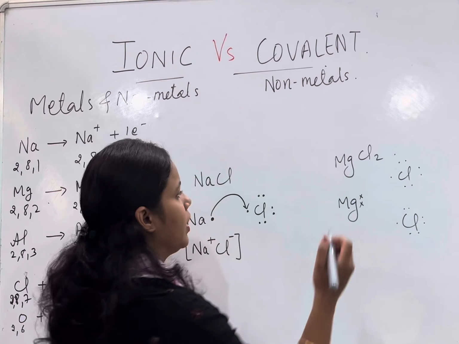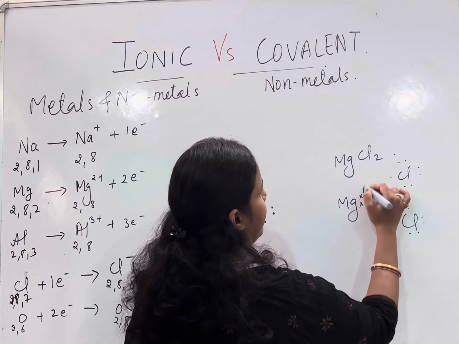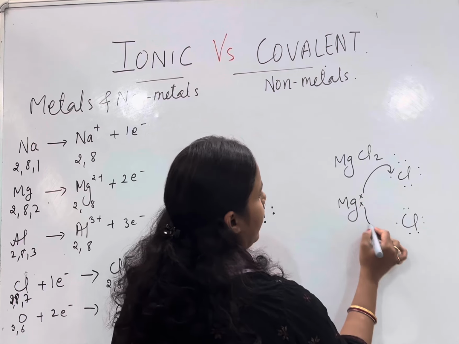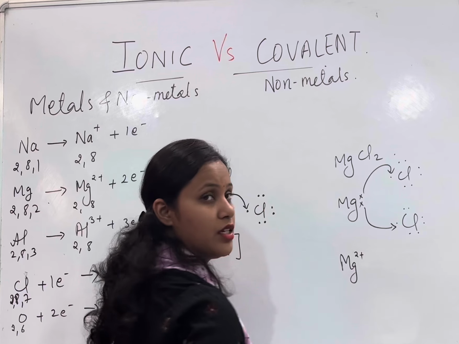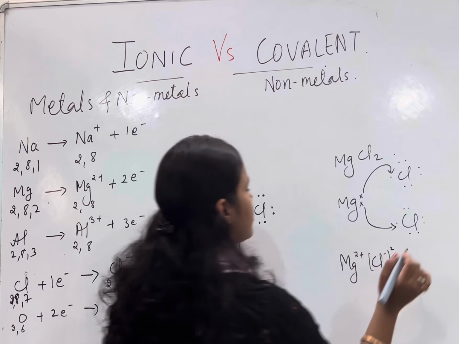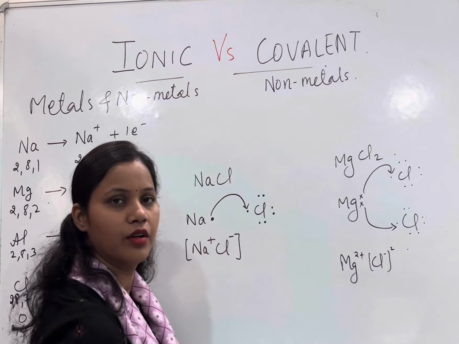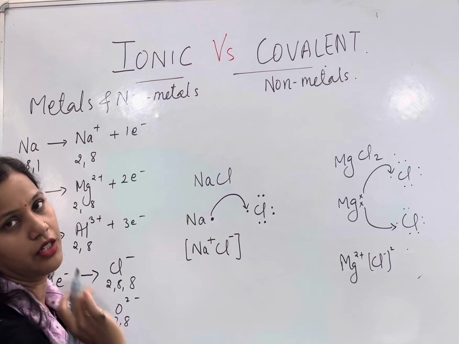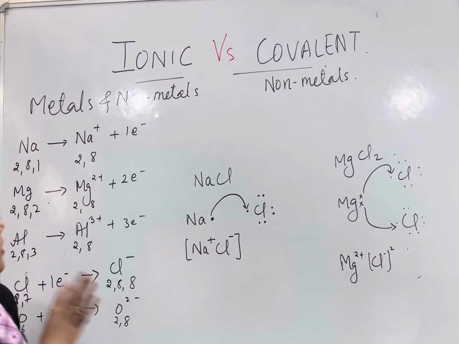So this magnesium can give 1 electron to this chlorine and this can give to this chlorine. Like this, it will acquire 2 positive charge and chlorine, which is minus, requires 2 electrons. Okay, so this is again an ionic bond that is formed between sodium chloride and magnesium. Okay, this is the example of an ionic bond.